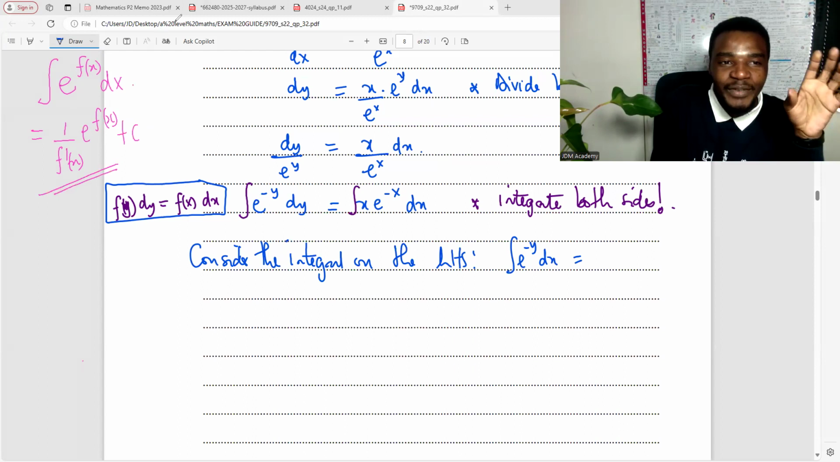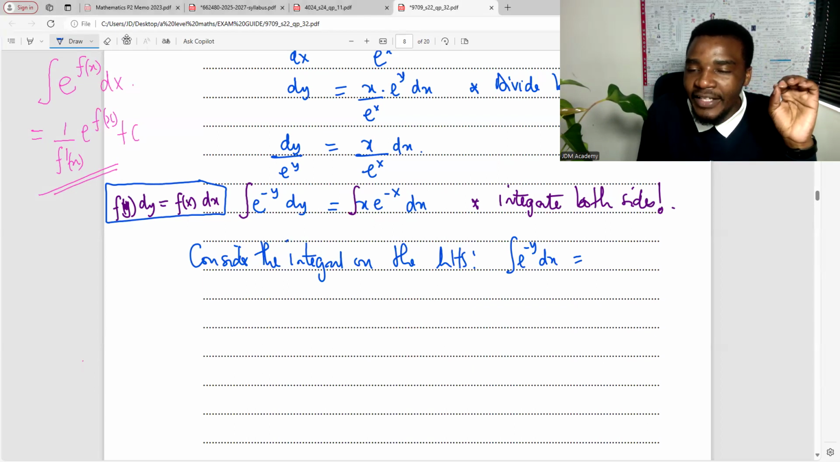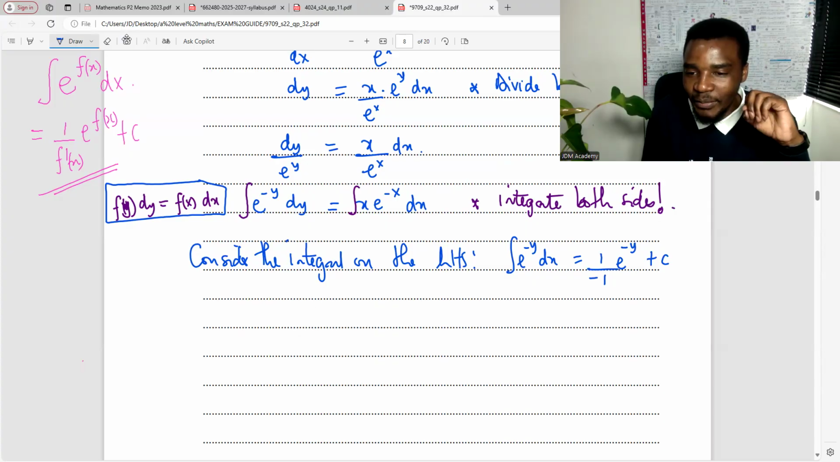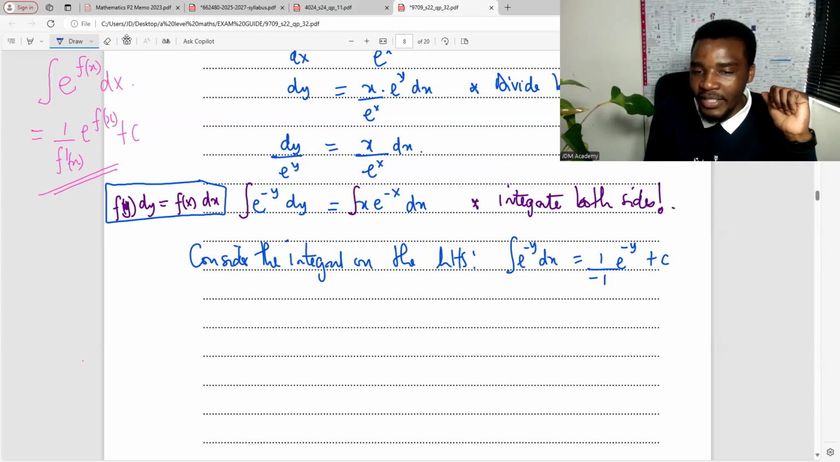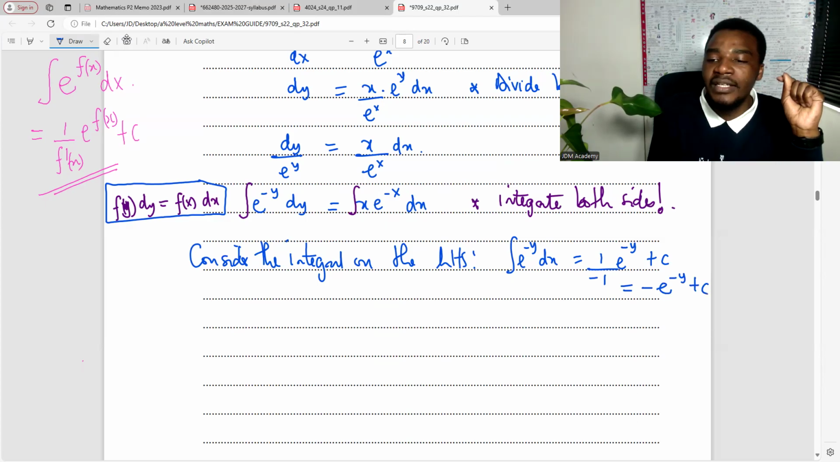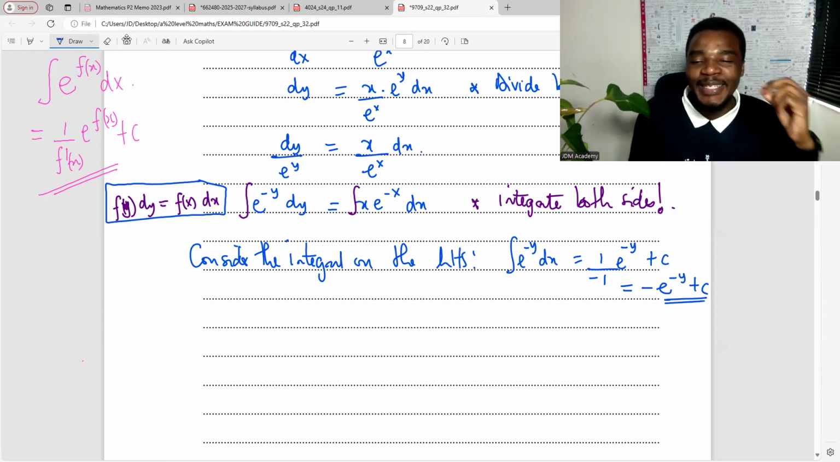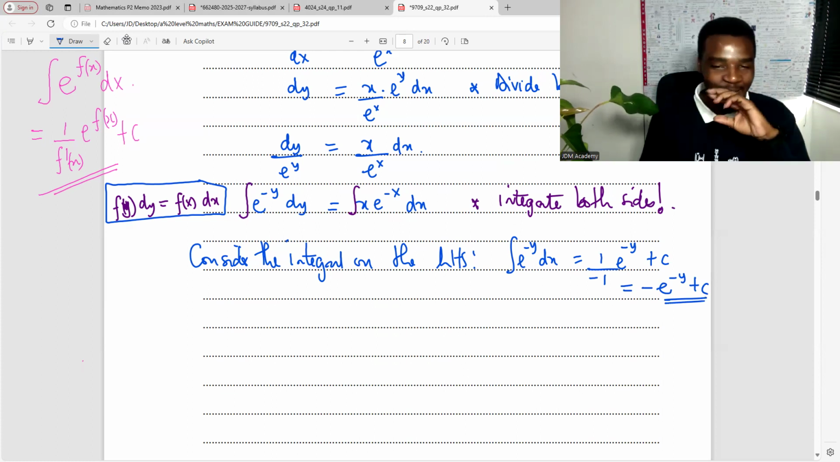If we use this concept here, we can differentiate minus y, so we get minus 1. So let's say 1 over minus 1. Then we write again e to the power of minus y, plus a constant of integration. By the end of the day, if we simplify this, the result is minus e to the power of minus y plus the constant of integration. So yes, that's the answer that we get if we integrate the left hand side.